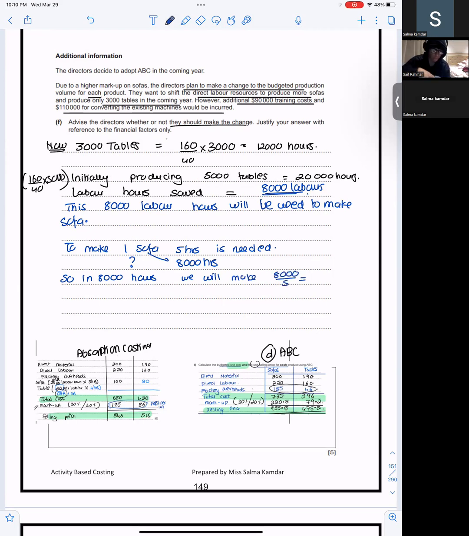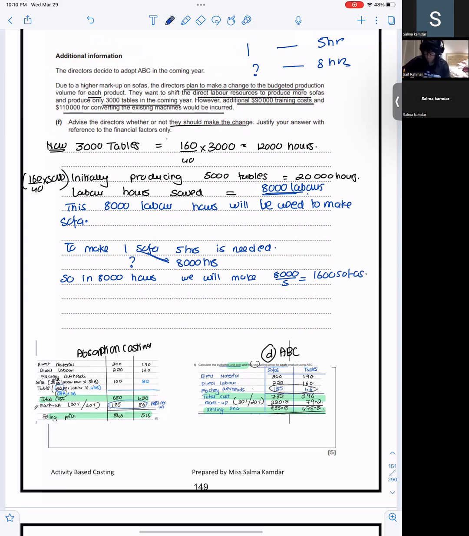But divide by 5. Cross multiply, na? One sofa takes nearly 5 hours. So in 8,000 hours, how many sofas will you make? 1,600. So you will make 1,600 sofas.